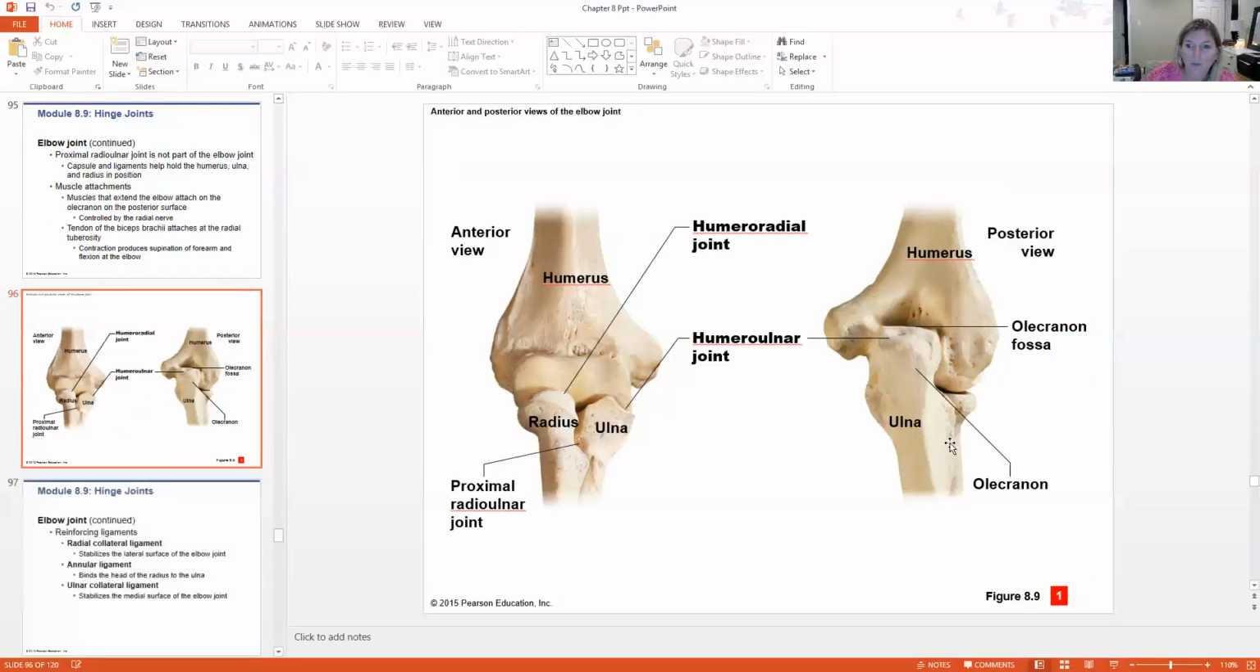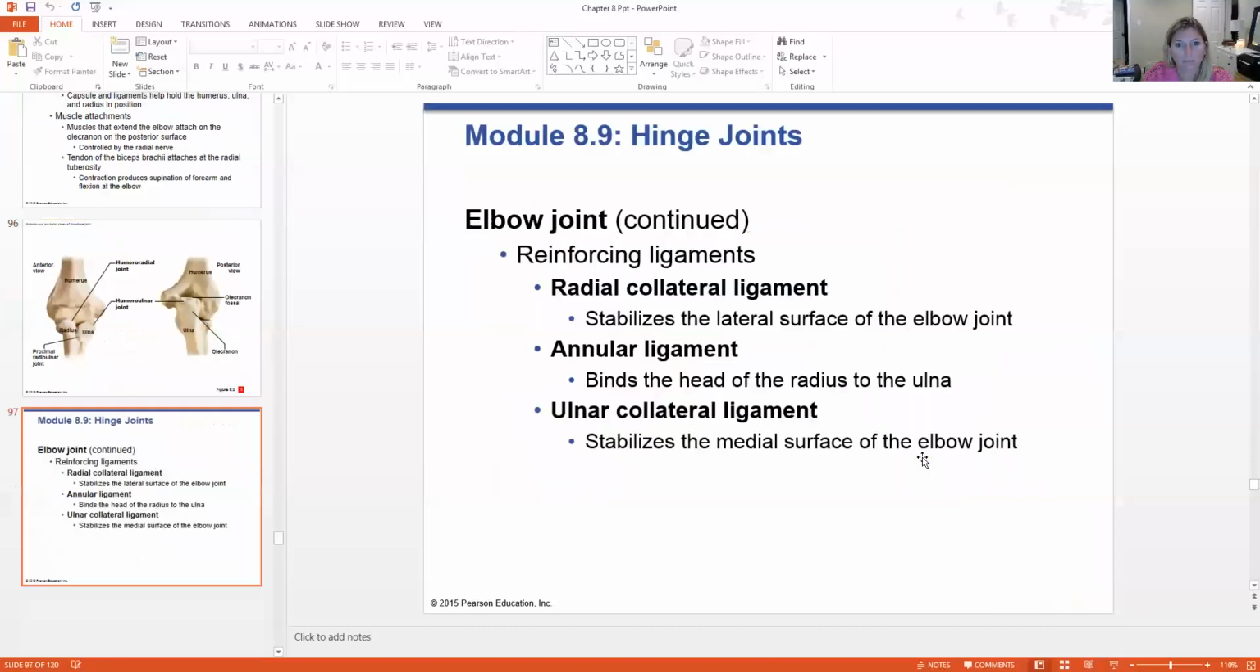Here you see the actual bones articulating. Posterior view, you can really see that olecranon process on the ulna fitting into and around that trochlear notch, trochlea, and then the radius going around the capitulum.